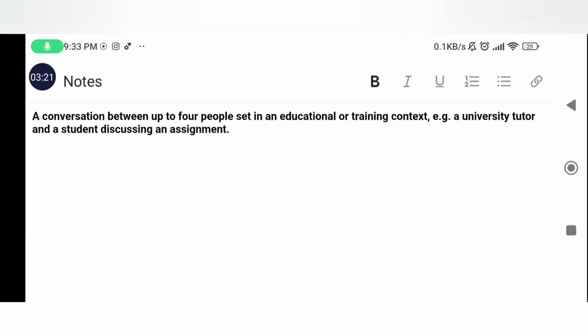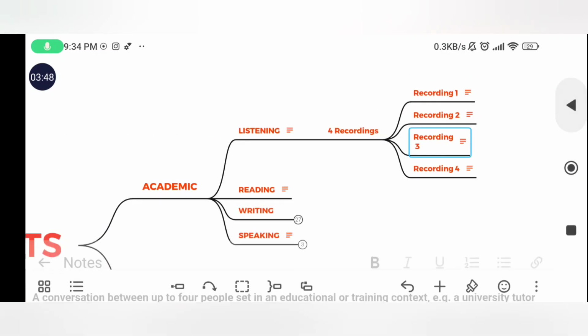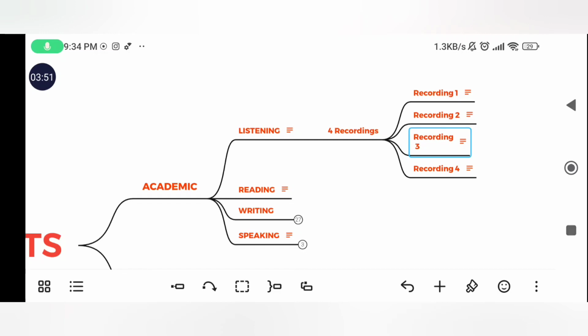In recording 3, there is a conversation between up to 4 people, so it's quite possible there might be 3 people who are interacting with each other, or it might be 4 people talking in an educational or training context. For example, a university tutor and a student discussing an assignment. Please make sure that you hear this conversation very, very carefully, because once this conversation is done, you will be asked questions related to this conversation. For example, if it was a conversation between two professors and a student, what did Professor A say to the student, or how did Professor B respond to the student's queries? So this is what happens in recording 3.